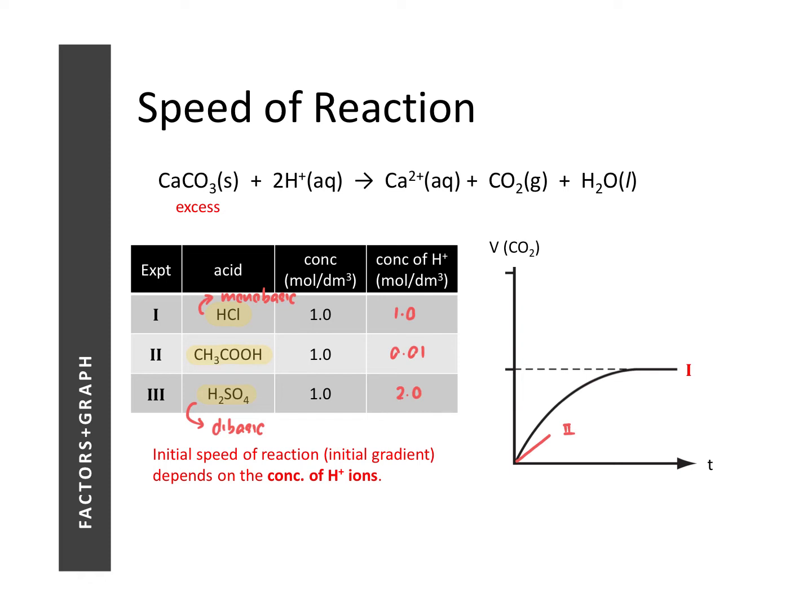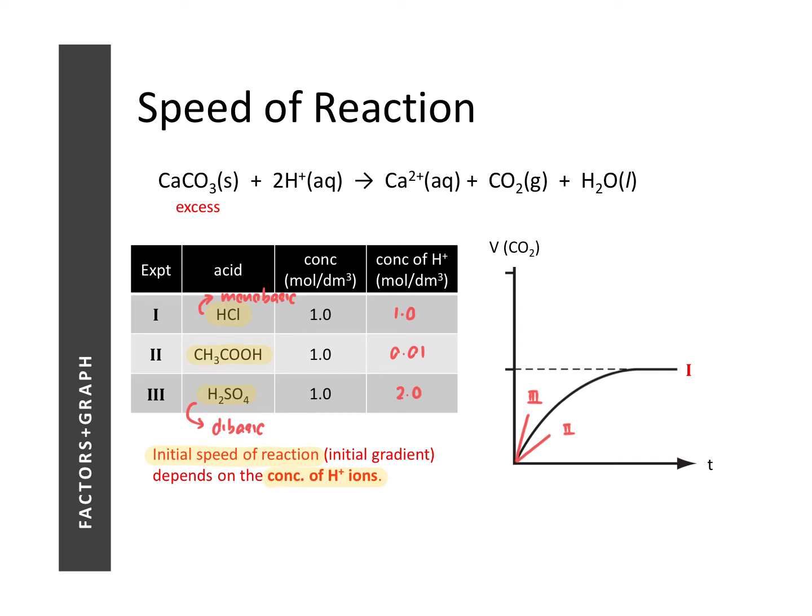For experiment 3, since the concentration of hydrogen ions is very much higher, we would expect the initial speed or the initial gradient to be around 2 times or just much higher than for experiment 1. One very important point to note is that the initial speed of the reaction in reactions that involve acids actually depends on the concentration of hydrogen ions. Not the concentration of the acid, but the concentration of hydrogen ions.